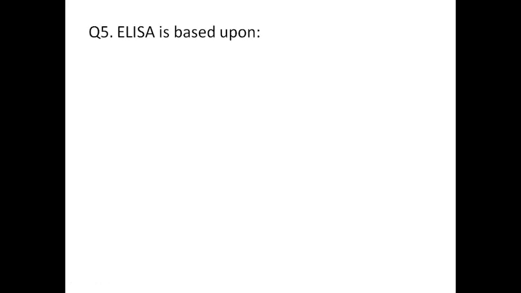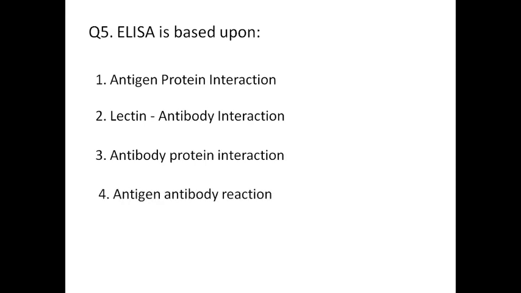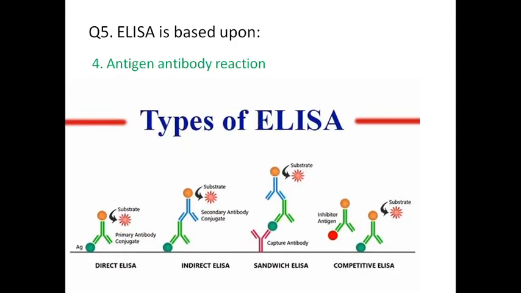5. ELISA test is based upon antigen protein interaction, lectin antibody interaction, antibody protein interaction, or antigen antibody reaction. The right answer is antigen antibody reaction. You can see here, this is antigen and this is antibody. The reaction takes place and ELISA test is performed. There are various steps.